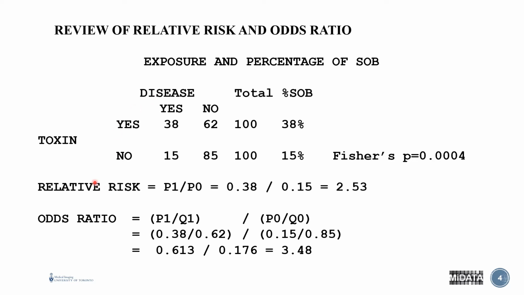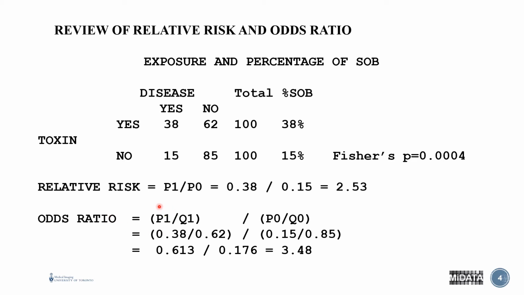So let's do that. A relative risk is the probability of getting the disease when you are exposed to the toxin over the probability of getting the disease when you are not exposed to the toxin. So in this case, it's going to be 0.38 over 0.15, which gives you 2.53. Easy, right? Odds ratio, not as straightforward.